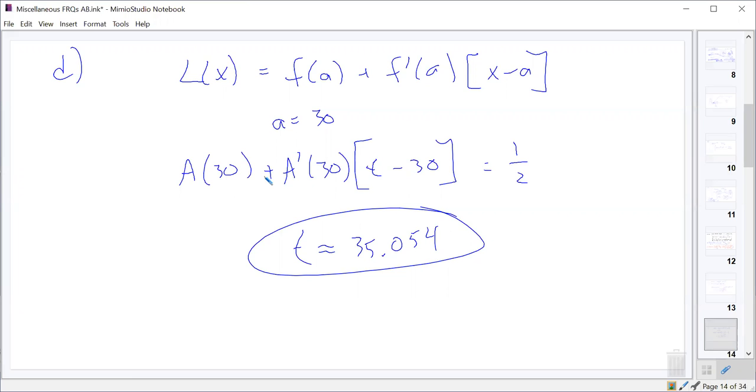Good or no? For that one, the point breakdown was 2 points if you had this expression for the linearization, 1 point if you set it equal to half, and 1 point for the final. Good or no?